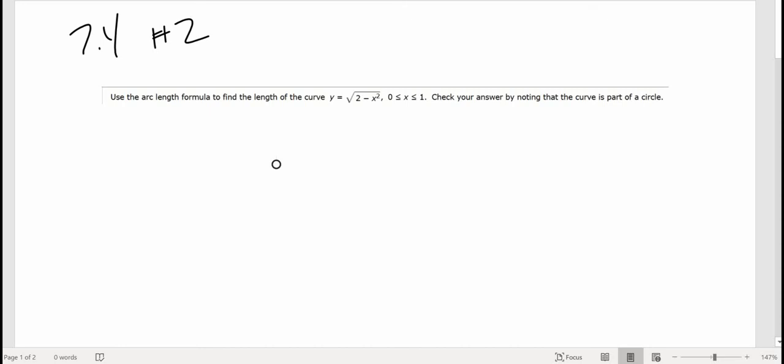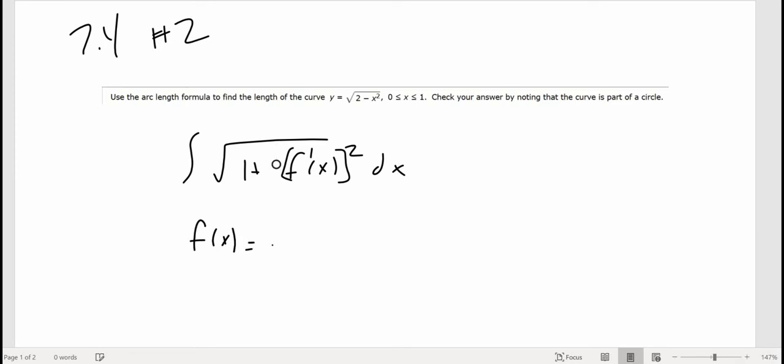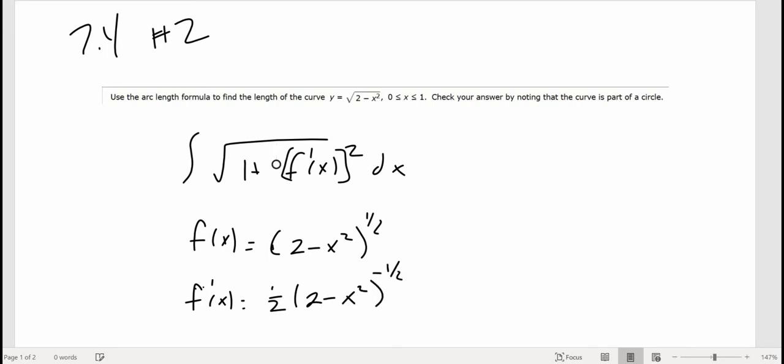Okay, this is from section 7.4, number 2, and we use the arc length formula to find the length of the curve. So let's see, our arc length formula is going to be the integral of the square root of 1 plus the f prime of x squared, right? Okay, so f prime of x. So f of x is what? 2 minus x squared, so to the 1/2. So f prime of x will be 1/2 times 2 minus x squared to the negative 1/2 times negative 2x.